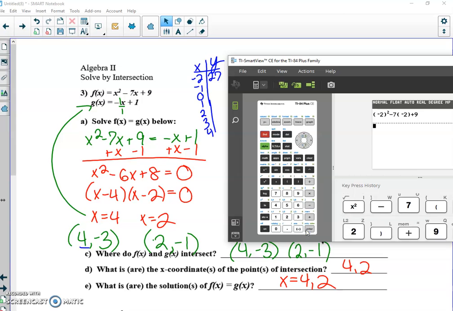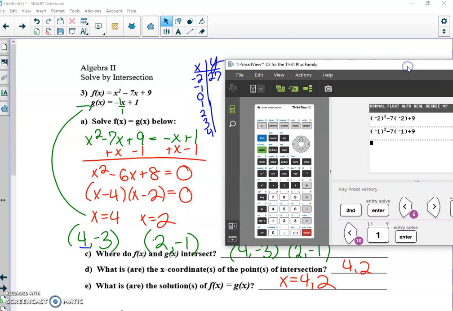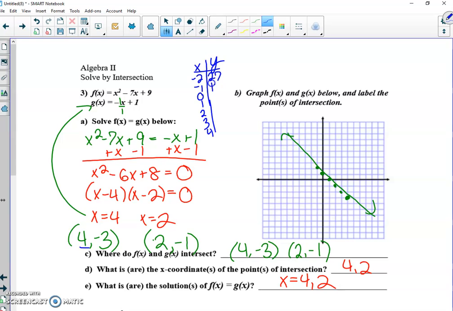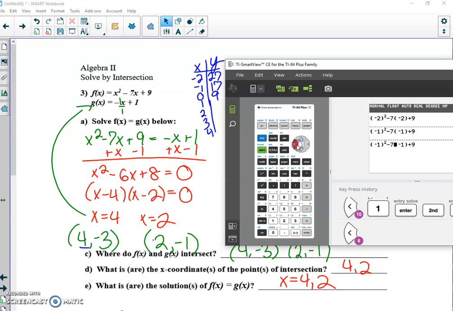And then I'm just going to copy and paste that, and then I'm going to just change the number to a -1 inside the parentheses so I don't have to retype everything. Okay, and then that's a 17, so that's still way off the graph. I know if I plug in a 0, I'm going to get a 9. Let's keep going. Let's plug in a 1 now. Okay, so let's retype that in, delete these negatives.